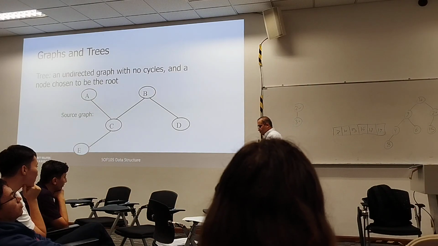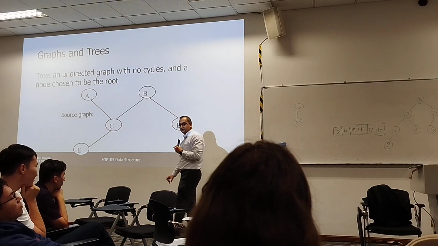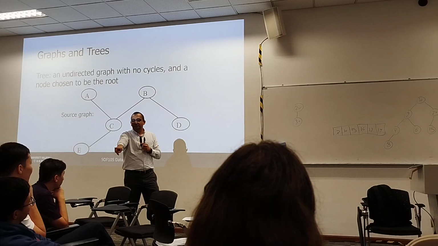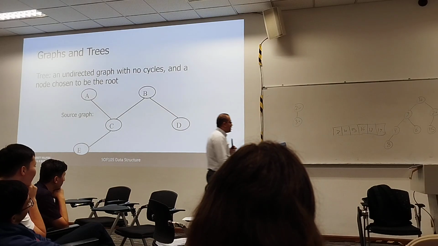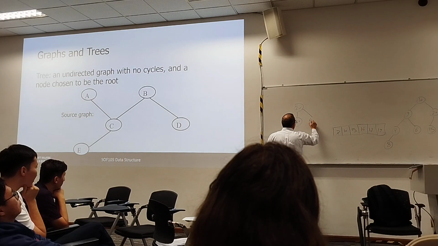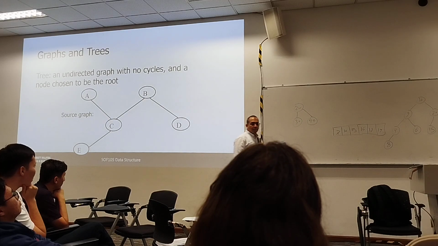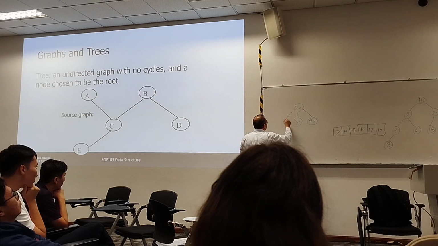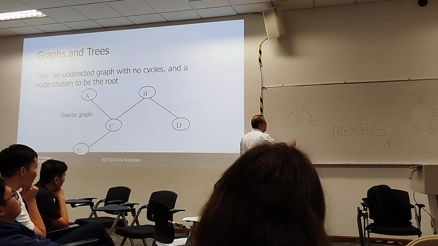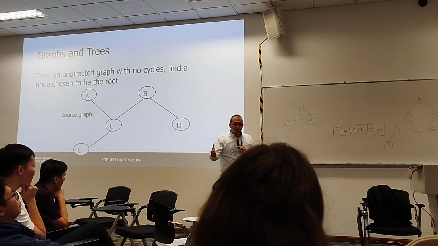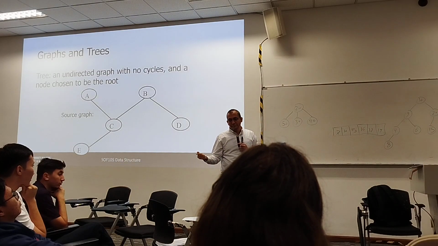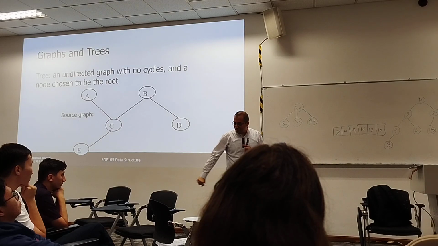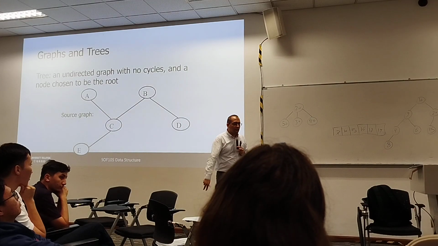This is graph or tree? Graph. Very good. Can be both, right? Graph or tree? Can be both. Graph or tree? Graph. Why graph? I said it can be both. Or did I say binary tree? I didn't say binary. Binary means two children, right?